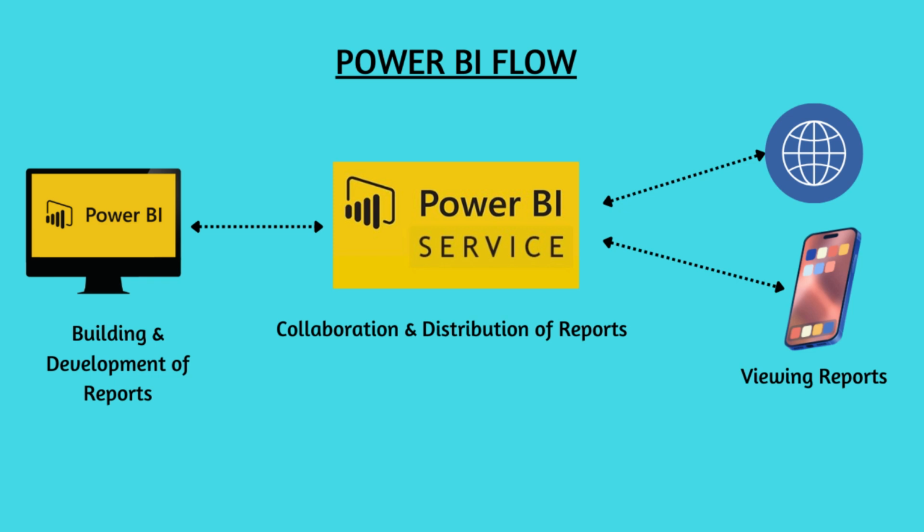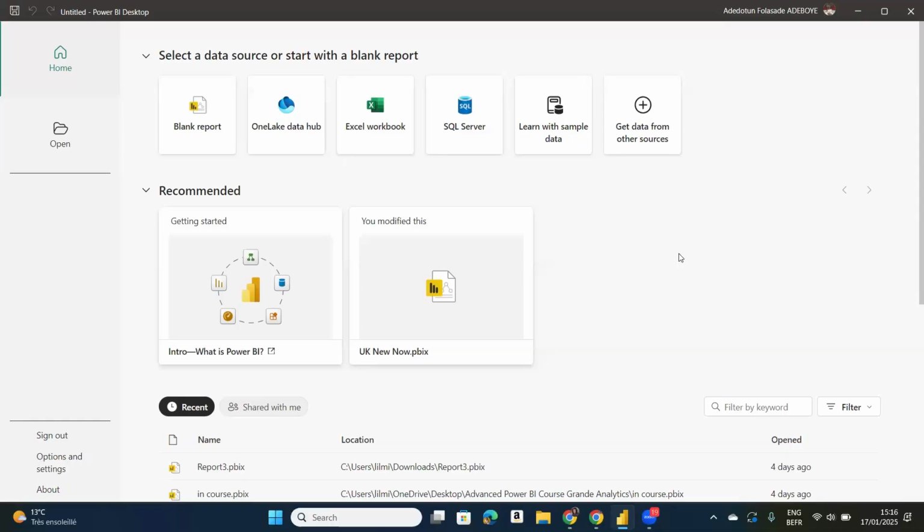Now, you take that report and you publish it to your Power BI service. When you've published the report to your Power BI service, you can distribute and manage the reports there. You can share it, you can manage it, and then you can also view your reports in your Power BI mobile. So that is the actual flow between these three items.